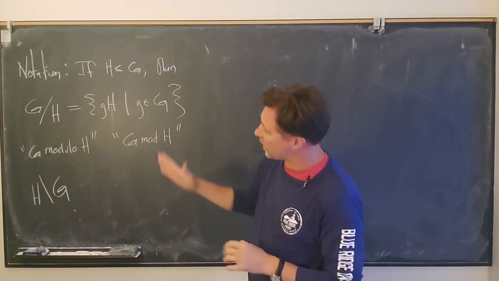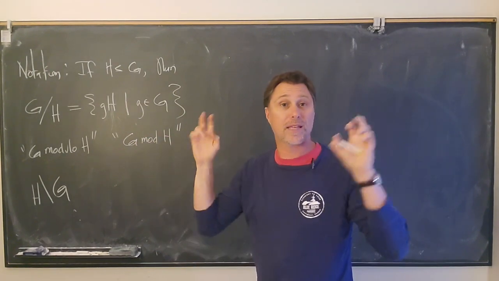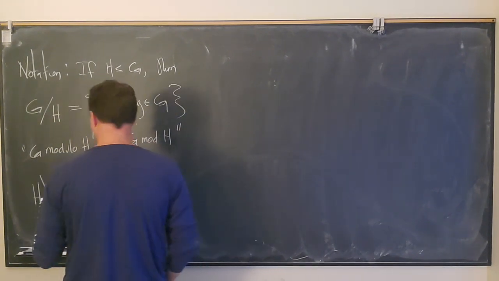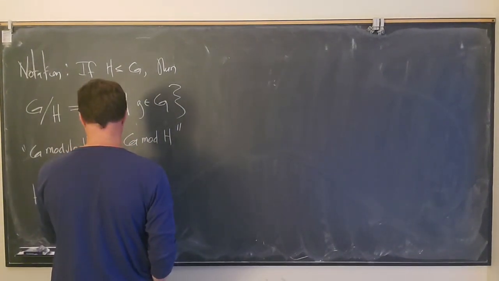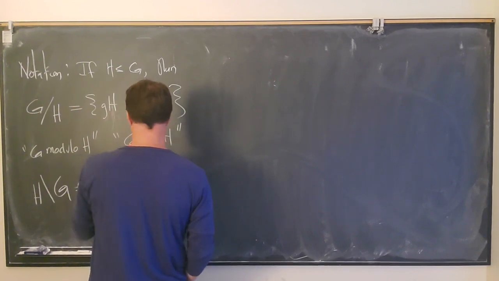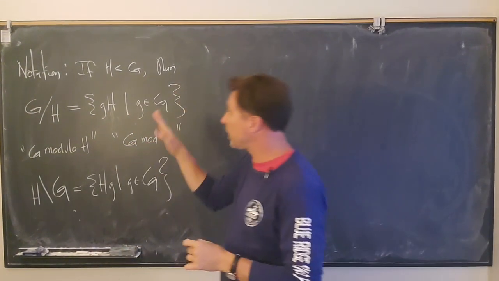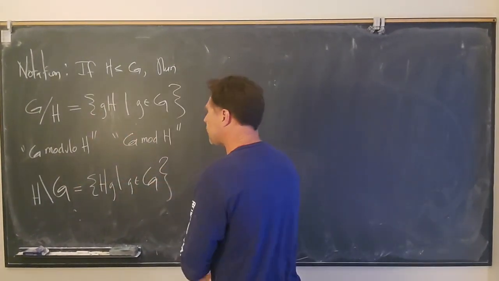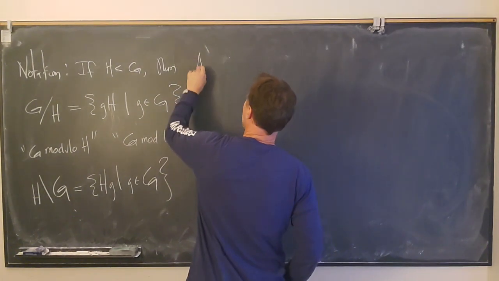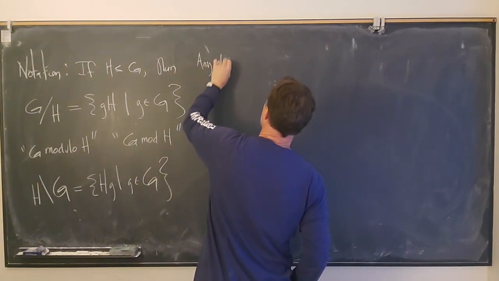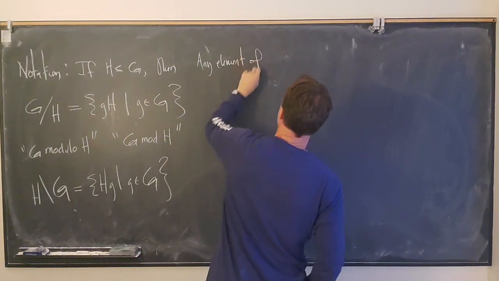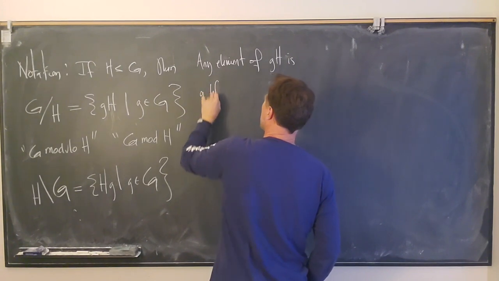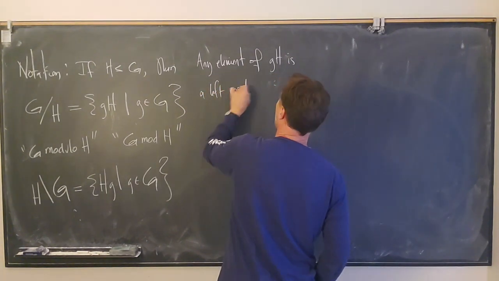So H with a slash, you want to indicate that the H is sort of a denominator of sorts. And so this is the set of all right cosets Hg, where little g runs through all of capital G. All right, so we're going to be very interested in the set of cosets, especially the set of left cosets. And another piece of terminology here. Any element of gH is a left coset representative.